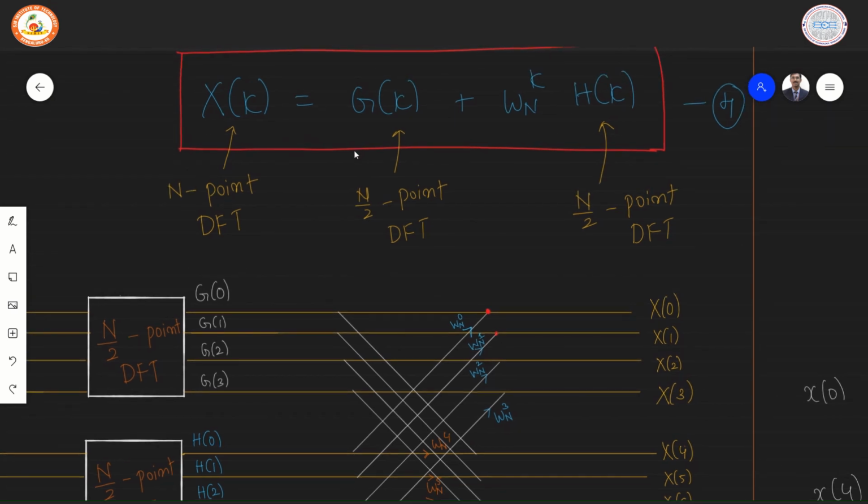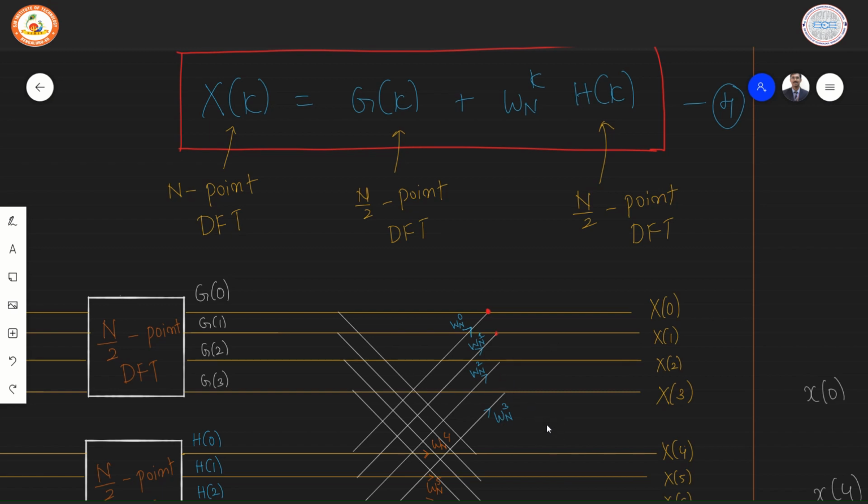We have already inspected that X of 0 is the sum of G of 0 and H of 0. Therefore, to get G of 0, we are just taking the data from the first signal line. And H of 0 is tapped from this particular point, and we are adding it at this particular node, and the sum is called X of 0. Please note, H of 0 is scaled by Wn to the power of 0. Similarly, G of 1 added with the scaled version of H of 1, the scaling being Wn to the power of 1, gives you the result X of 1. In similar lines, we can say X of 2 and X of 3 are calculated.